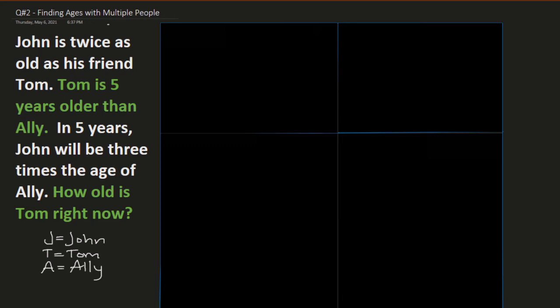It reads, John is twice as old as his friend Tom. Tom is 5 years older than Allie. In 5 years, John will be 3 times the age of Allie. How old is Tom right now? So there's a lot of information going on here, but while it may seem overwhelming at first, as long as we follow Polya's 4 steps, we'll be able to dissect this problem and answer it.